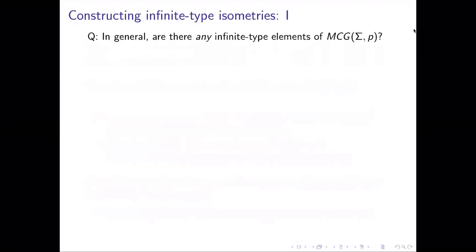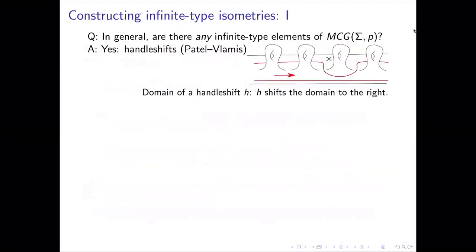Now, the first thing you want to ask is, does our previous question actually make sense? Are there any infinite type elements of the mapping class group? And the answer is that yes, there are. They're called handle shifts, and these were first described by Patel and Vlamis. So here's an example. This surface here is the ladder surface, but rather than thinking of the genus in the ladder surface as punching through, like in the previous pictures I've shown, I'm thinking of this surface as a cylinder with discs removed and then handles glued onto the discs. So I've taken the genus that punctures through and pulled it out to be handles instead.